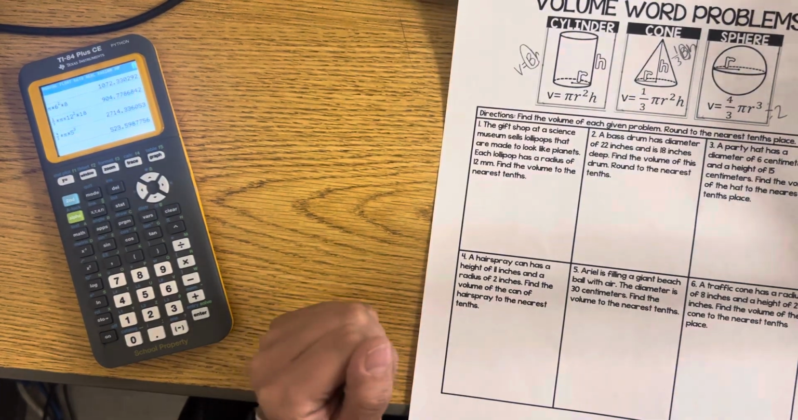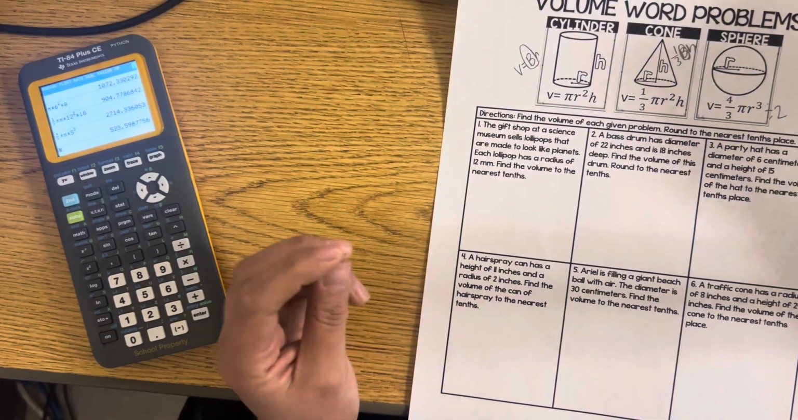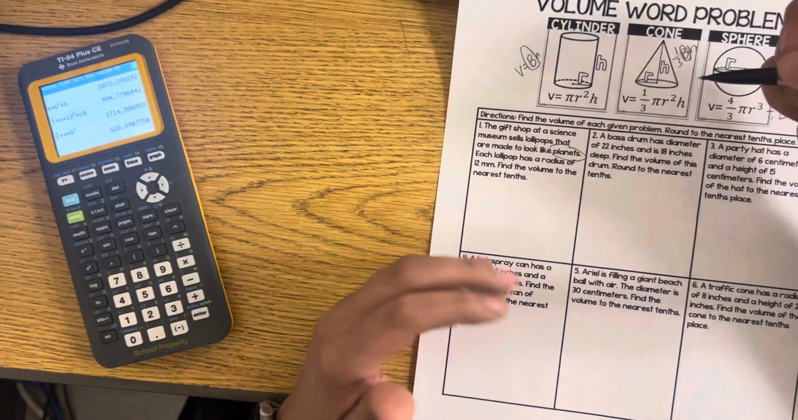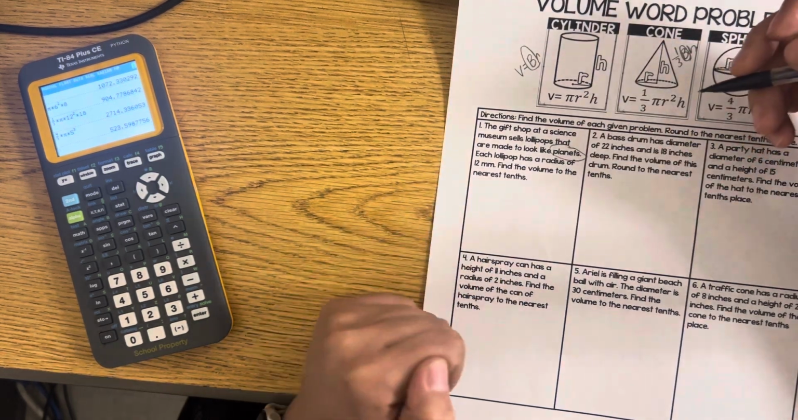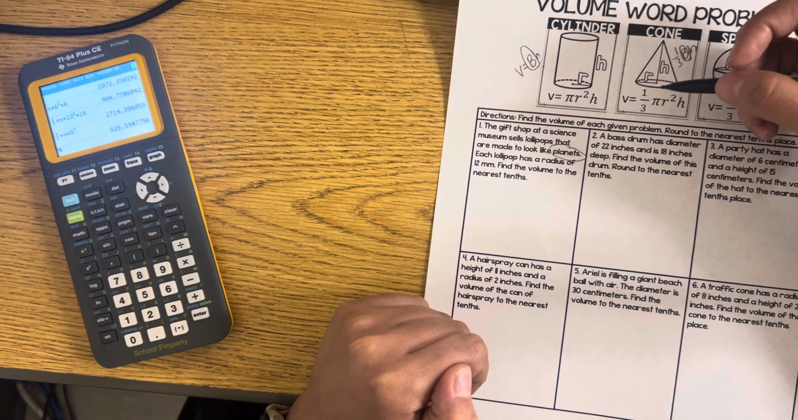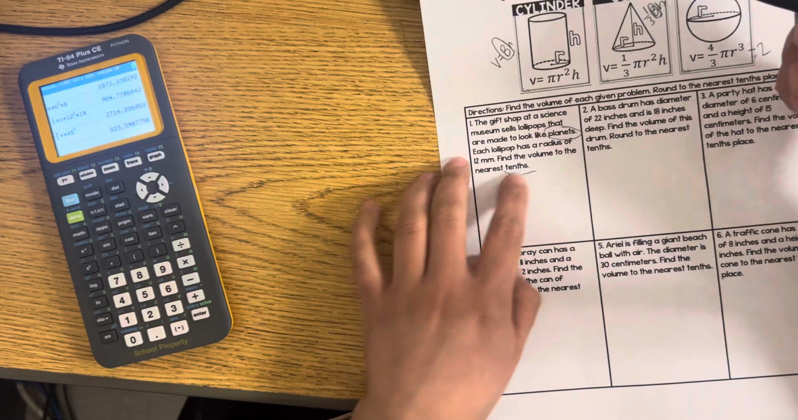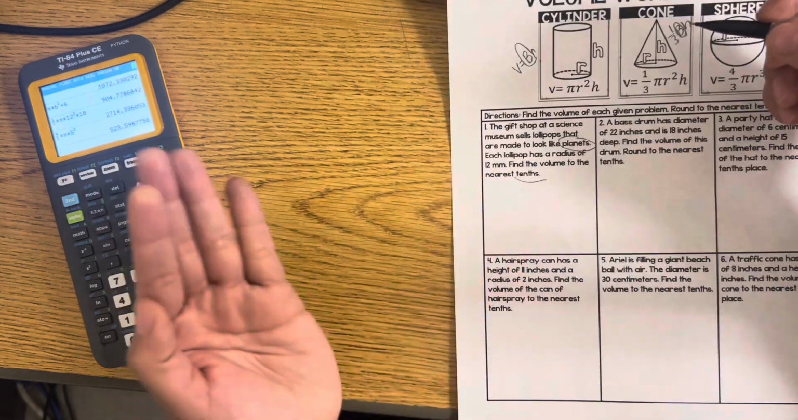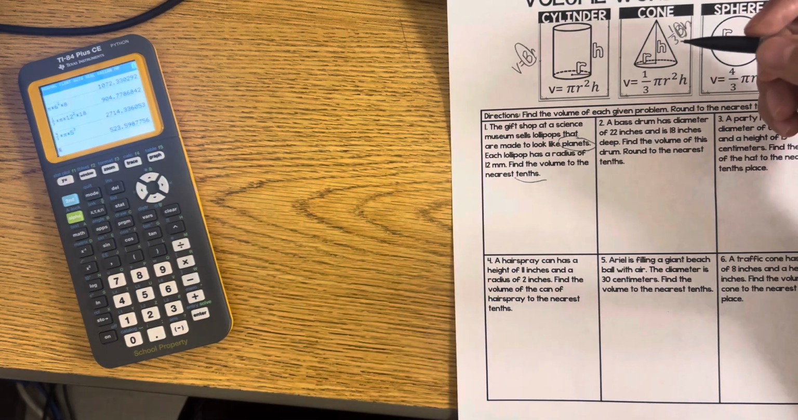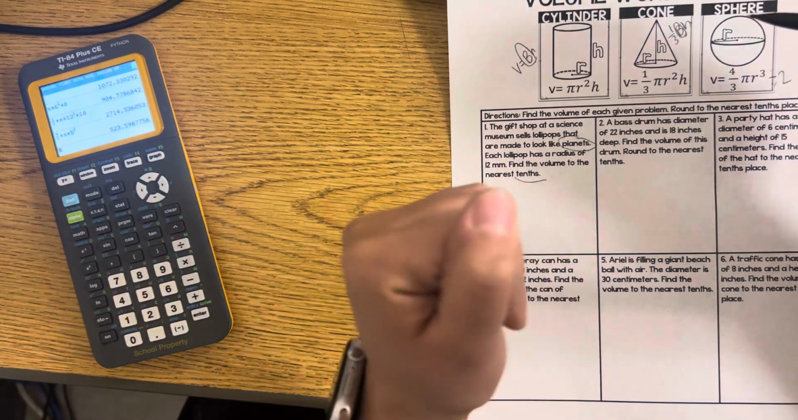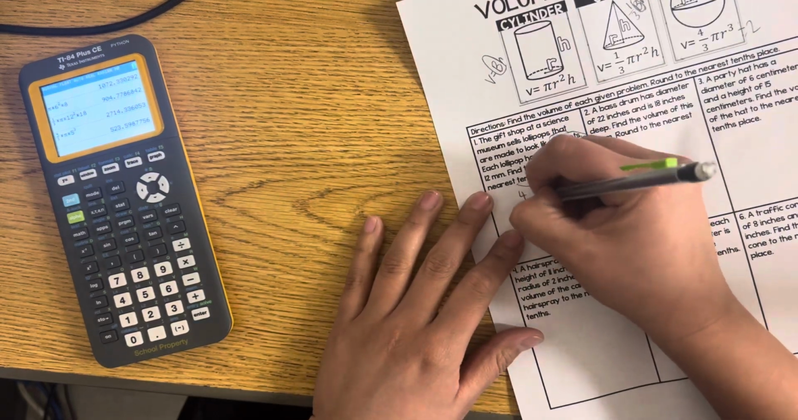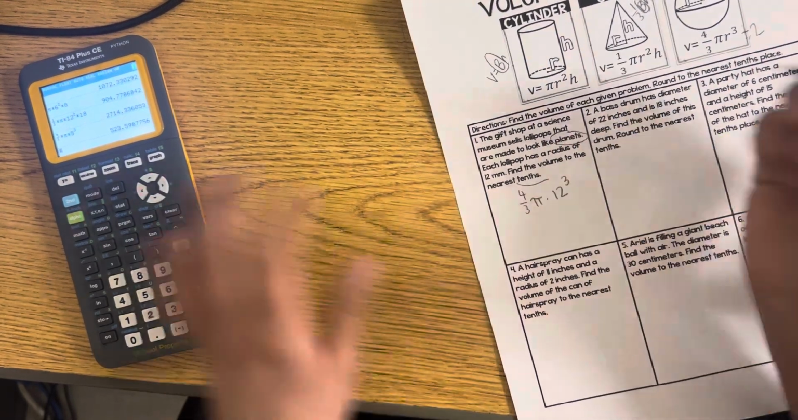Number 1, the gift shop of a science museum sells lollipops that are made to look like planets. So you know a planet is spherical, which means it's a sphere. Each lollipop has a radius of 12 millimeters. Find the volume to the nearest tenths. So they did give me the radius, which means I do not need to cut 12 in half. It did mention planet, so I have to know from my prior knowledge that a lollipop or a planet is a sphere shape. So we're going to use 4/3 pi times 12 cubed.